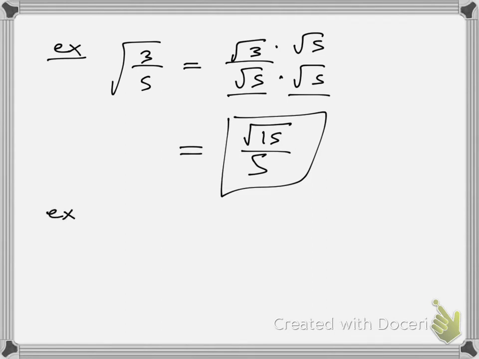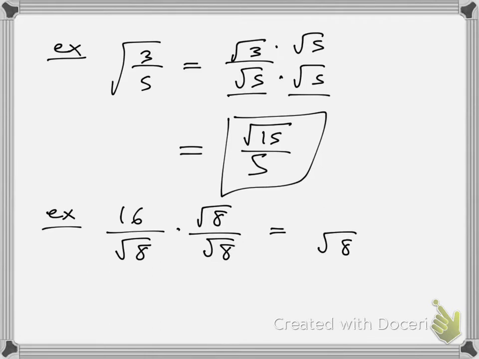Okay, how about this one? How about 16 over the square root of 8? Well, if I multiply by square root of 8 over square root of 8, on the top I get 16 square root of 8. On the bottom, I just get 8, sorry, because square root of 8 times square root of 8 is 8. The square roots get undone.